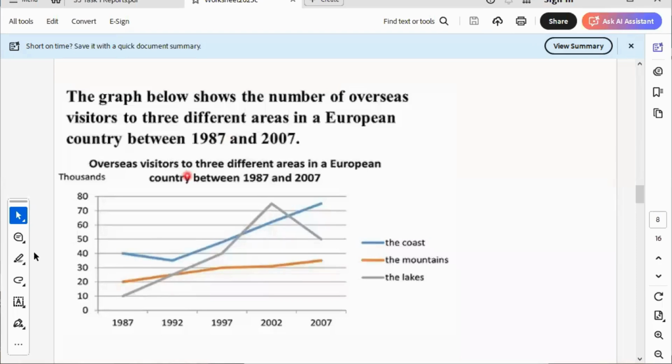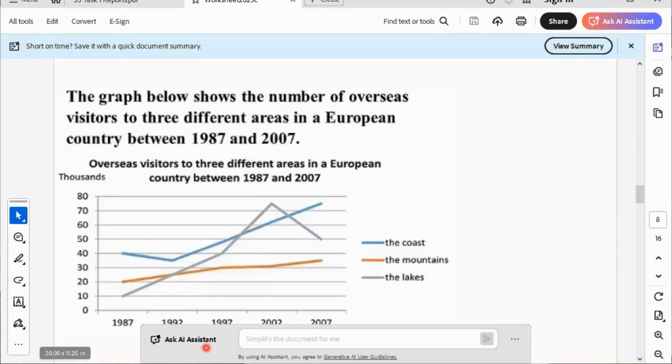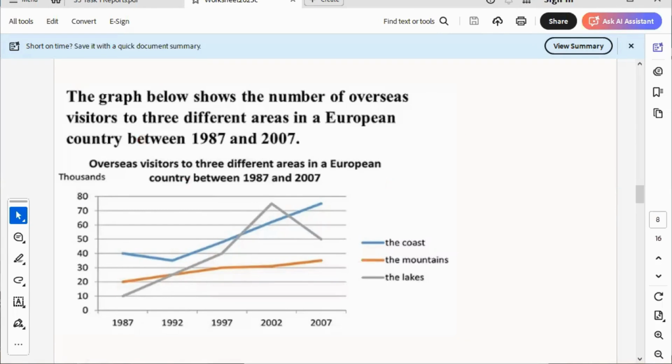Okay? So if I want to write an introduction for this report now, what will I use? I'll use my question prompt, just like I said earlier on. Use your question prompt. Paraphrase the question prompt. Look at it. The line graph illustrates the changes in the number. I need to emphasize this number.